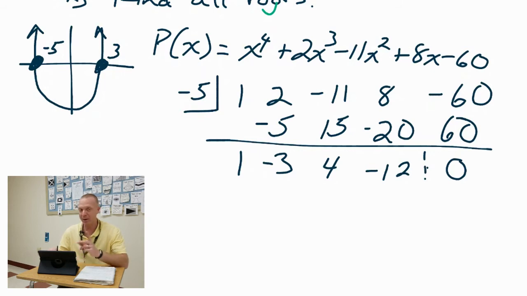I will say that if you don't get a remainder of 0, it either means that you divided wrong, or maybe you picked a root that's not actually a root. So you can't go any further unless you get a remainder of 0.